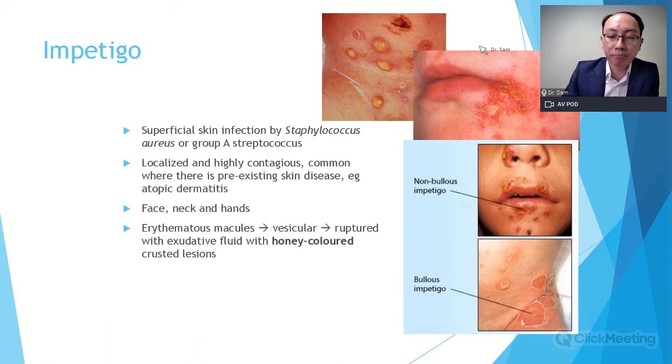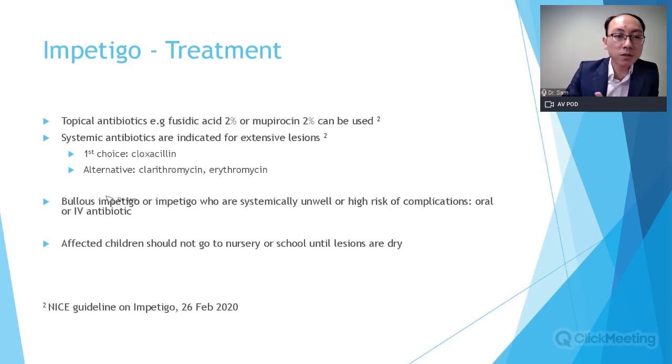Okay, then we can concentrate a little bit on impetigo. This is a recommendation from the NICE guideline. The topical antibiotic we normally use as recommended will be fusidic acid or mupirocin 2%. That is for impetigo. Systemic antibiotic is indicated when your lesion is very big, involves your oral cavity, or your face or your body. Then you may consider systemic antibiotic. For the first choice, normally we recommend cloxacillin, or you can use EES or clarithromycin.